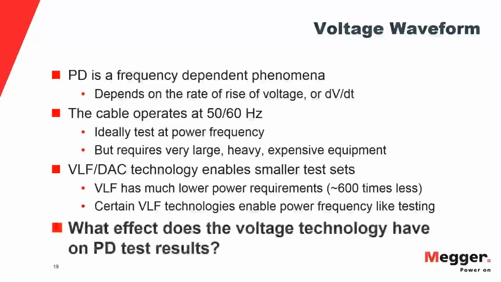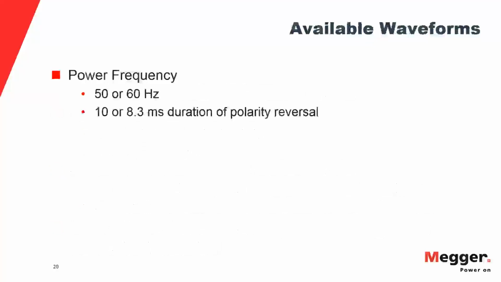It's important to keep in mind that partial discharge is a frequency-dependent phenomenon. It depends on the rate of rise of voltage, or the dV/dt, especially at the point of zero crossing. Cables operate at 50 or 60 hertz power frequency. It would be ideal to do our testing at that same frequency. But as I pointed out, this requires very large, very heavy, expensive test equipment.